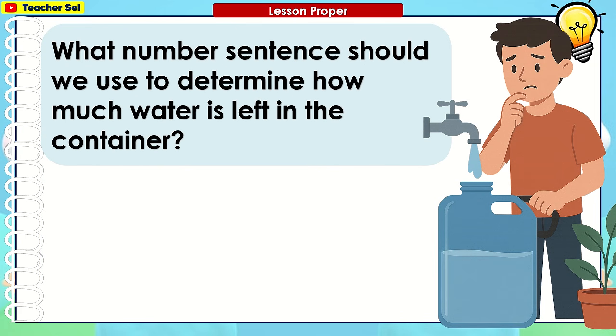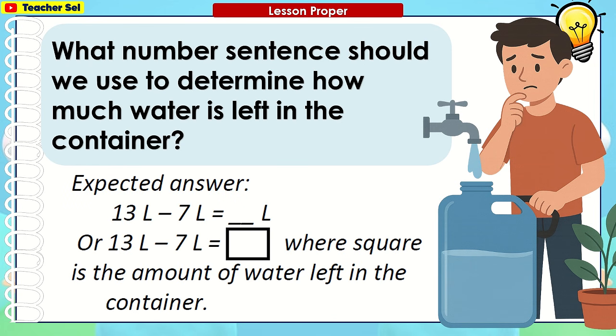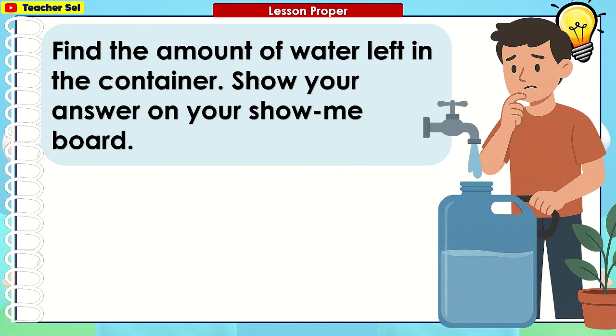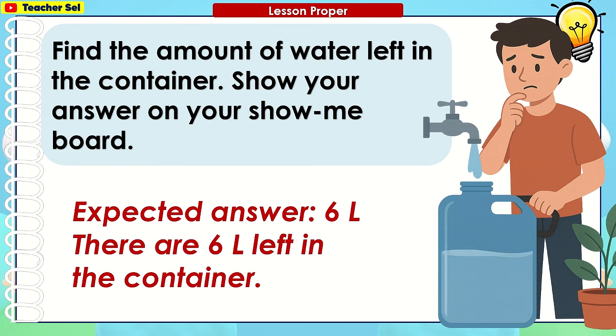What number sentence should we use to determine how much water is left in the container? Here is the expected answer. Find the amount of water left in the container. Show your answer on your Show Me board. The expected answer is 6 liters. There are 6 liters left in the container.